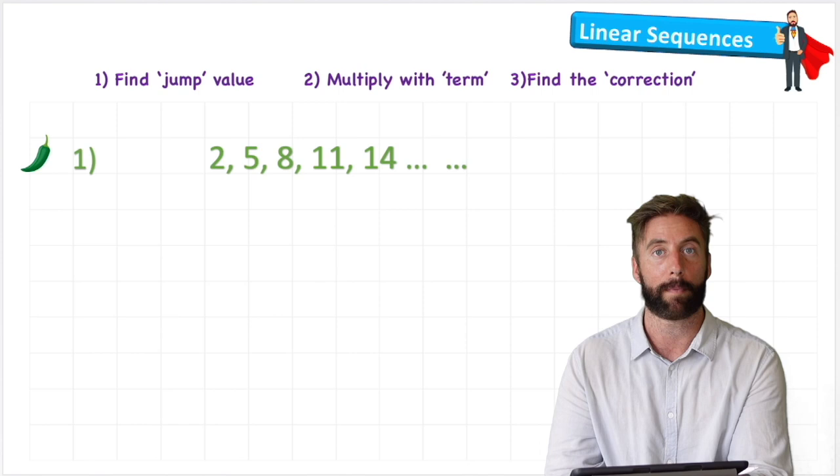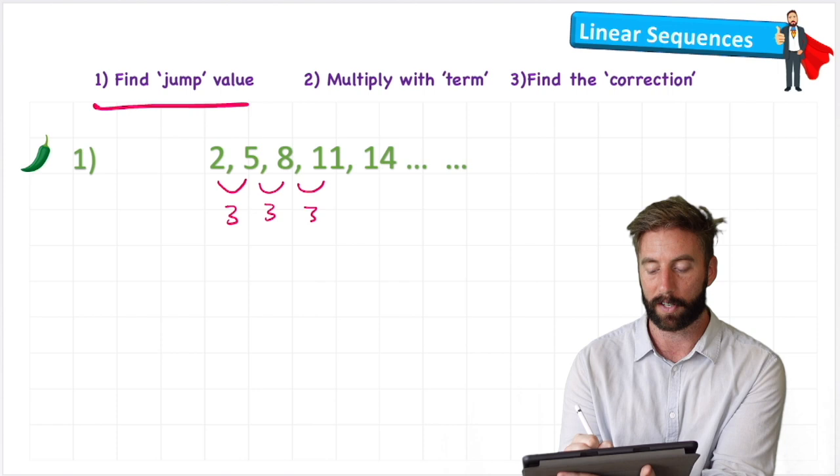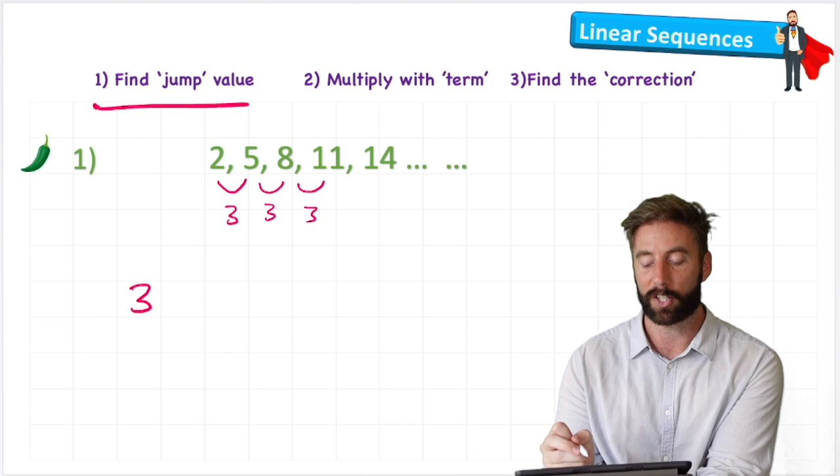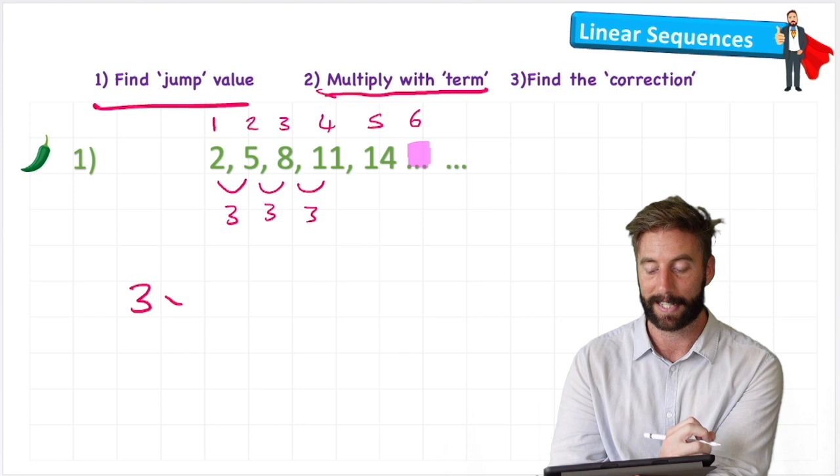Okay, let's have a look at what I mean with question one, and let's look at step one, finding the jump value. As we said before, the gap between 2 and 5 is 3, 5 and 8 is 3, 8 and 11 is 3, etc. So my jump value for this sequence is 3. And then it says to multiply with the term. So this will be my first term, my second, third, fourth, fifth, and then the one we're trying to find is sixth. We call these numbers up here the terms, and it just means the number in the sequence.